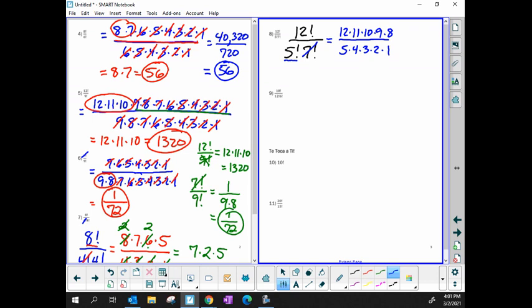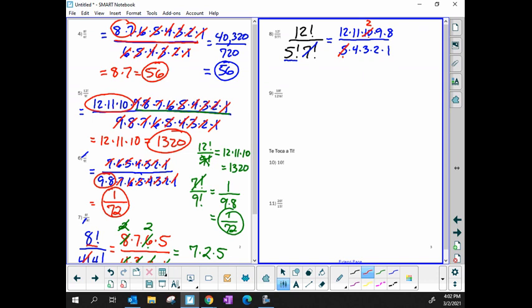Then what I'm going to do is look for numbers on the bottom and see if there are any numbers on the top that those numbers go into. So I start with 5. Are there any numbers on top that 5 goes into? Yeah, 5 goes into 10. So the 5 cancels out and 5 goes into 10 2 times.